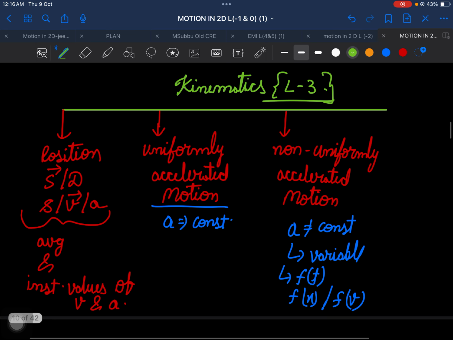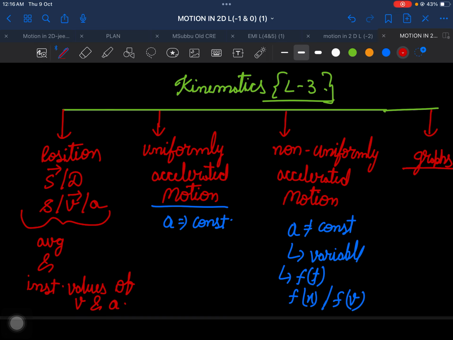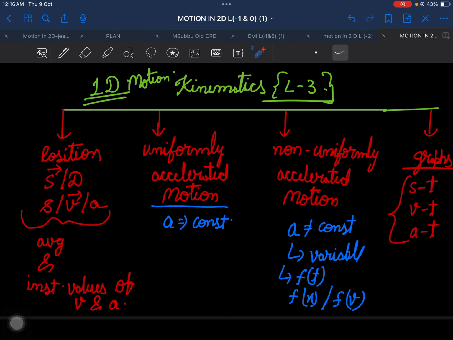And the last vertical we'll study in this chapter is graphs. Graphs means displacement time graph, velocity time graph, acceleration time graph, any sort of graphs. Clear? So this is the whole syllabus of our kinematics one dimension motion. I have just given you a brief introduction about the syllabus. So where we are right now, we have dealt with this part, right?